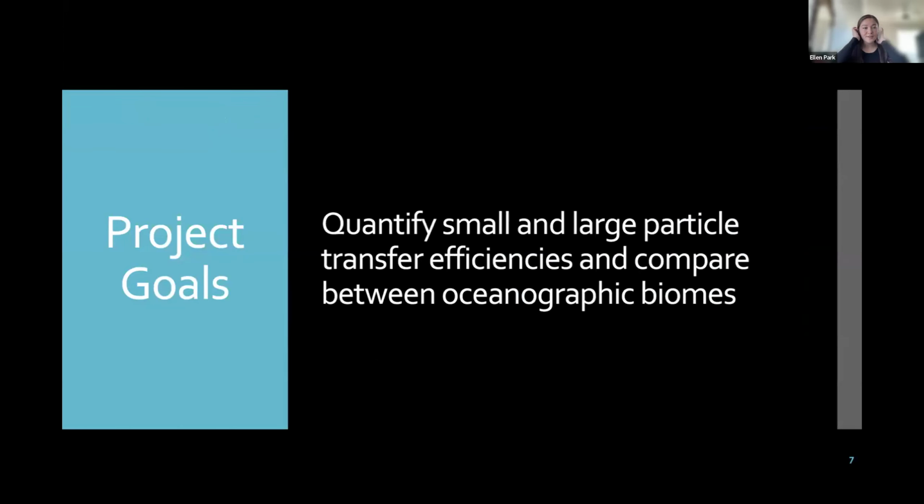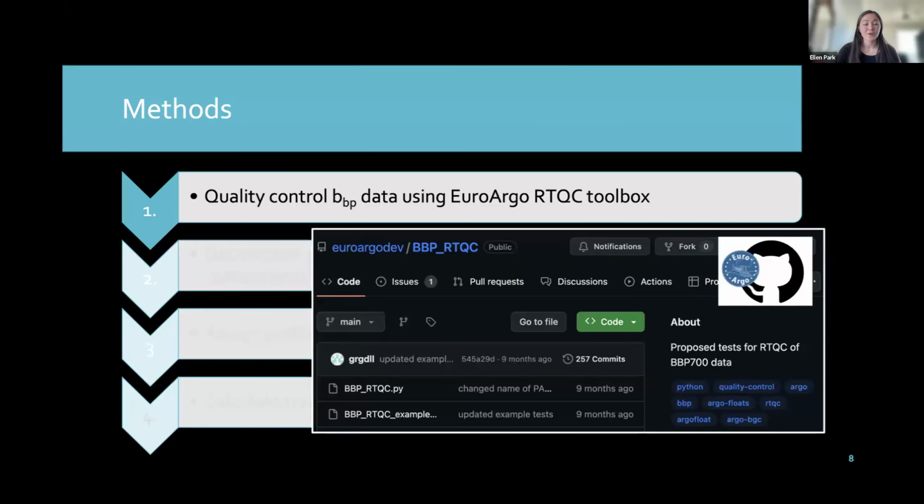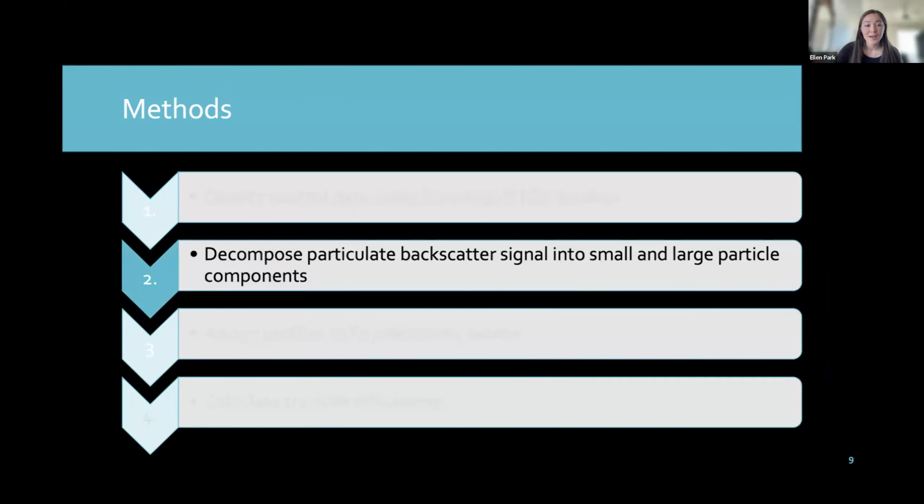So the goal of this project is to quantify the large and small particle transfer efficiencies and compare them between oceanographic biomes using the global float array. So I'll quickly go over the methods. First, all the backscatter data were quality controlled using the EuroArgo real-time quality control toolbox, which is available on GitHub.